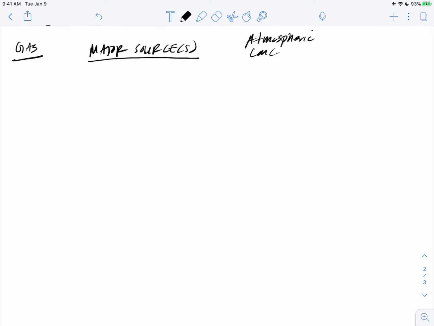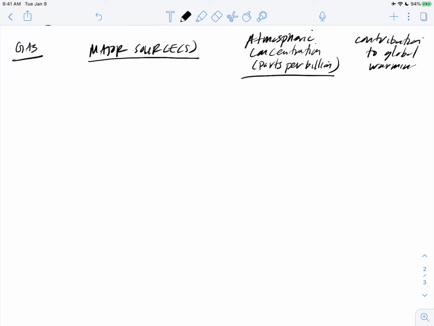Atmospheric concentration. And we're going to give this in parts per billion. And then we're going to look at contribution to global warming. And I'm going to put lifetime there as well. I kind of ran out of room for a column, but we'll get all of it in there.